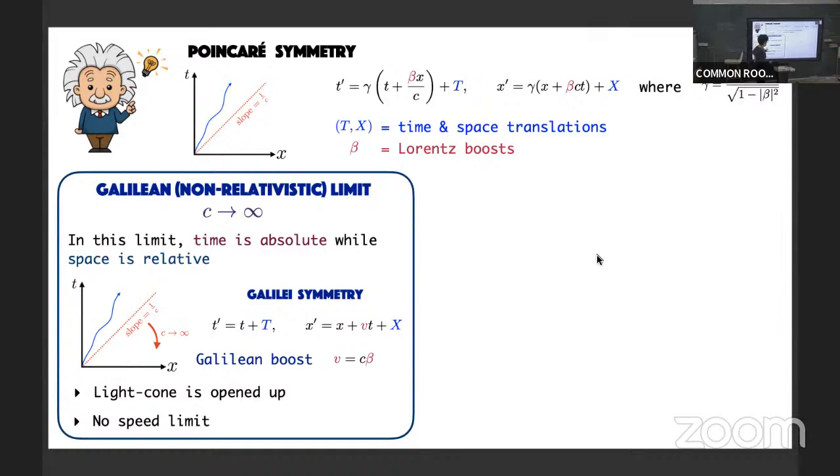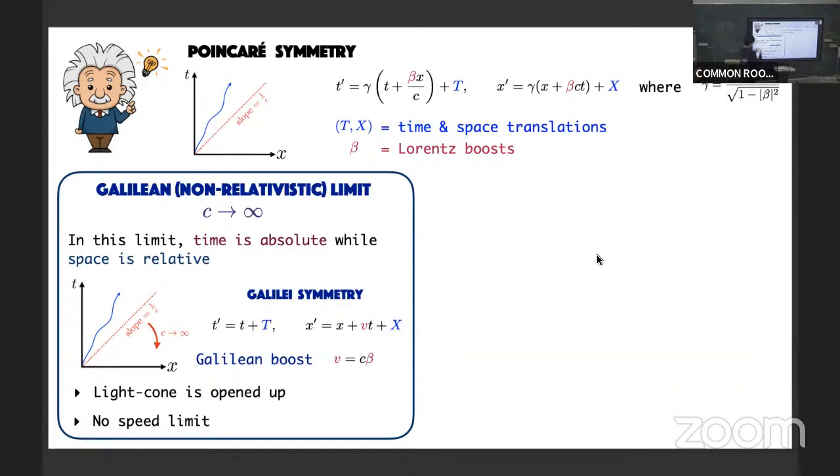It's given by this equation. So you still have space and time translations, but you have another version of boost, which is called the Galilean boost, v here. And you can think of v as a velocity. It is related to the Lorentz boost by this formula. You may notice that this kind of transformation also reflects the fact that you have absolute time, but space is relative.